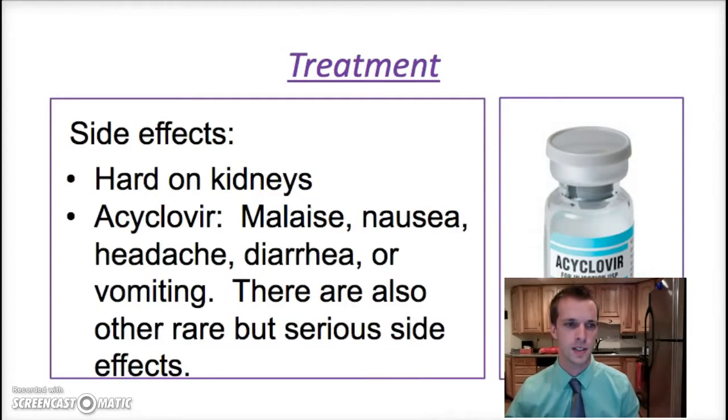The side effects of these antivirals, with acyclovir, for example, a common antiviral therapy, this treatment is hard on kidneys. It may also cause malaise, nausea, headache, diarrhea, or vomiting. There are also other rare but serious side effects.